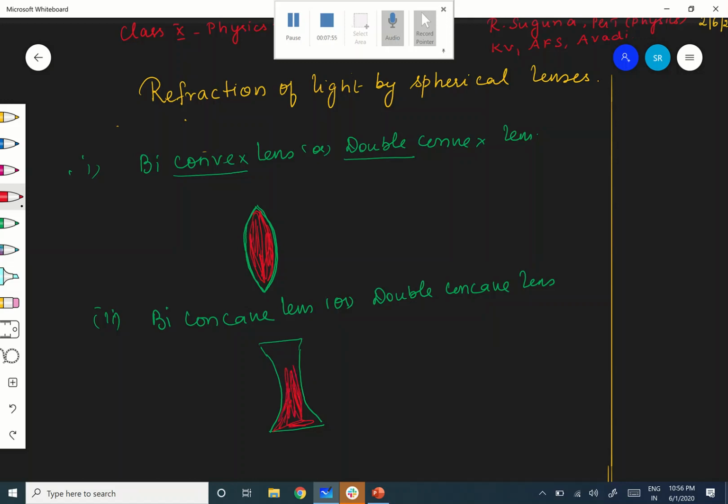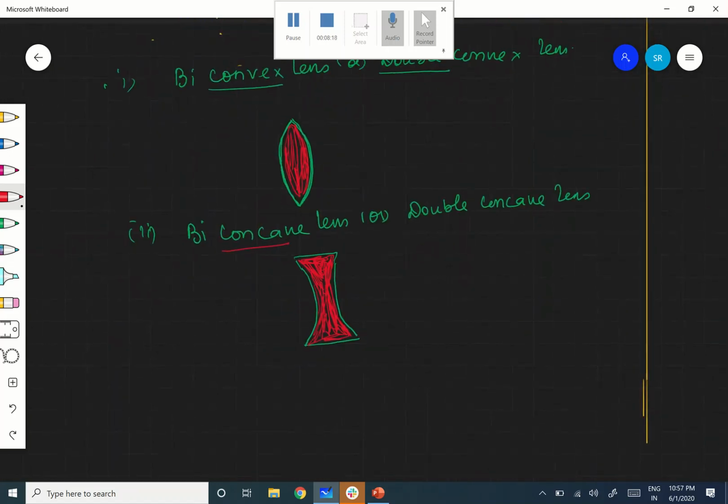Are you following? So, a transparent medium is bounded by two concave surfaces. Therefore, both the surfaces are concave in nature. So, it is what is called a biconcave lens or double concave lens. Right. In this class, we are going to deal only with the biconvex lens and the biconcave lens.